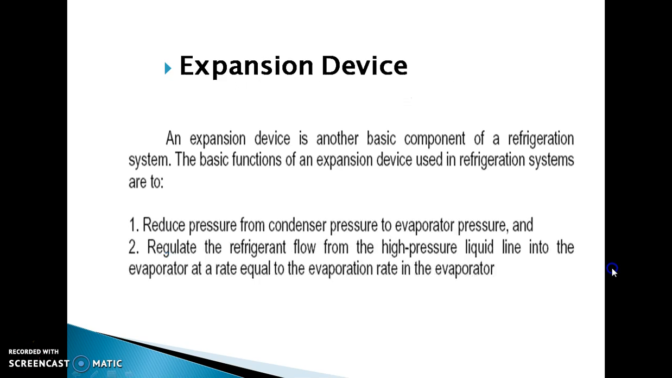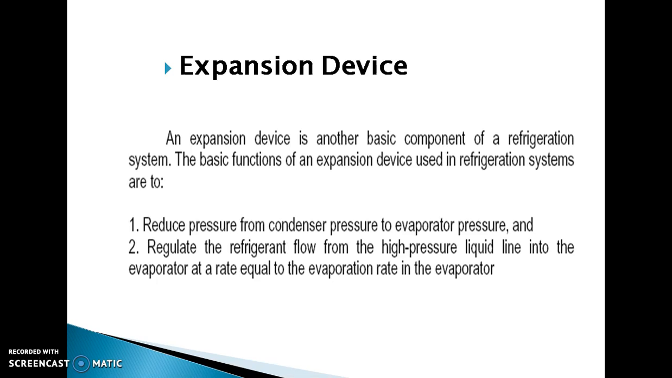So after the compressor, we will study the expansion device. An expansion device is another basic component of a refrigeration system. The basic functions of an expansion device used in refrigeration systems are: the first function is to reduce pressure from the condenser pressure to evaporator pressure, and the second function is to regulate the refrigerant flow from the high pressure liquid line into the evaporator at a rate equal to the evaporation rate in the evaporator.